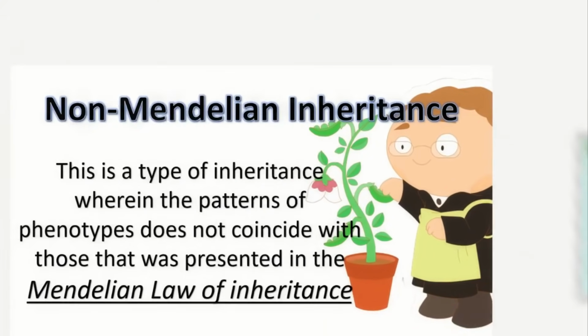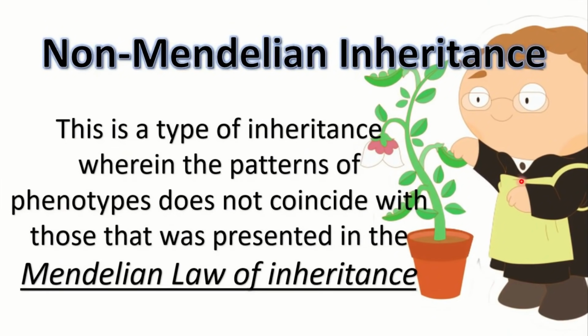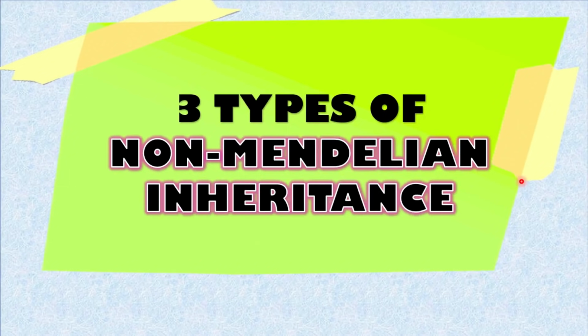Next, non-Mendelian inheritance. This is a type of inheritance wherein the patterns of phenotypes do not coincide with those that were presented in the Mendelian law of inheritance. And this is our lesson for today. The 3 types of non-Mendelian inheritance.